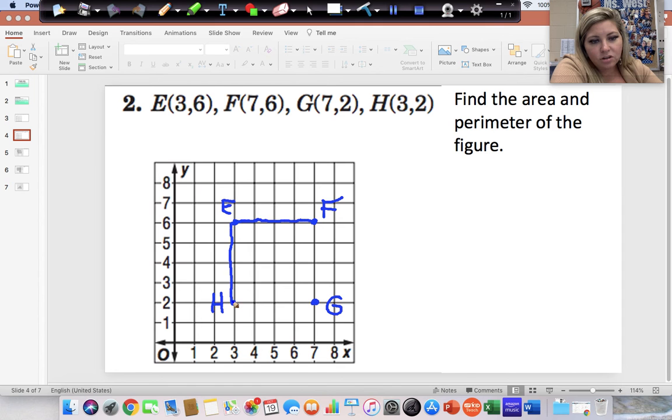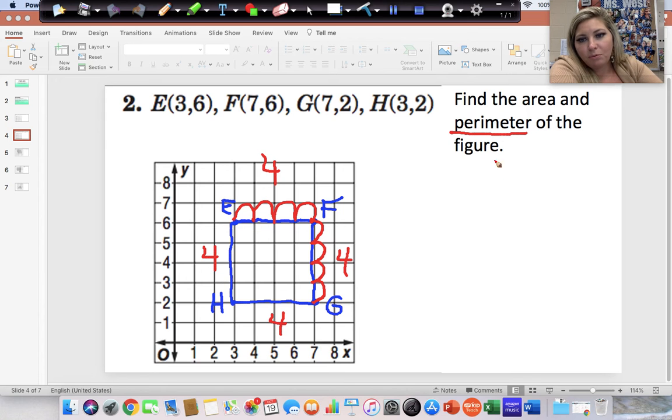So here is our shape. Looks like a square to me, but let's figure that out. So from E to F, 1, 2, 3, and 4 units. From F to G, 1, 2, 3, and 4 units. So if this side is 4, then this side is also 4. And if this side is 4, then this side is 4.